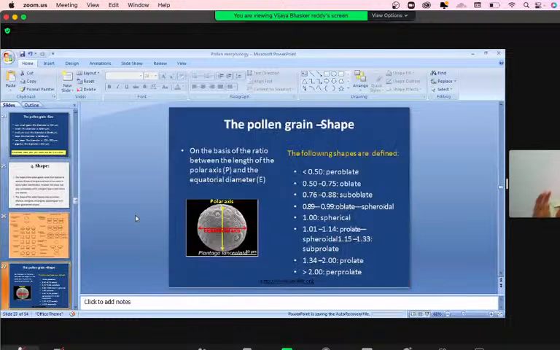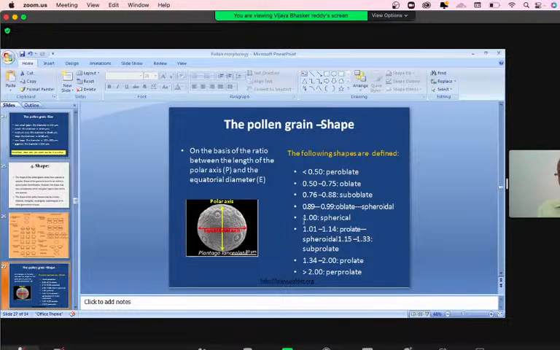Generally, the shape of the pollen grain is measured and confirmed by measuring the length of the polar axis and the equatorial diameter. By measuring this, we get some ratios. If that ratio falls less than 0.50, then that's called paraoblate.